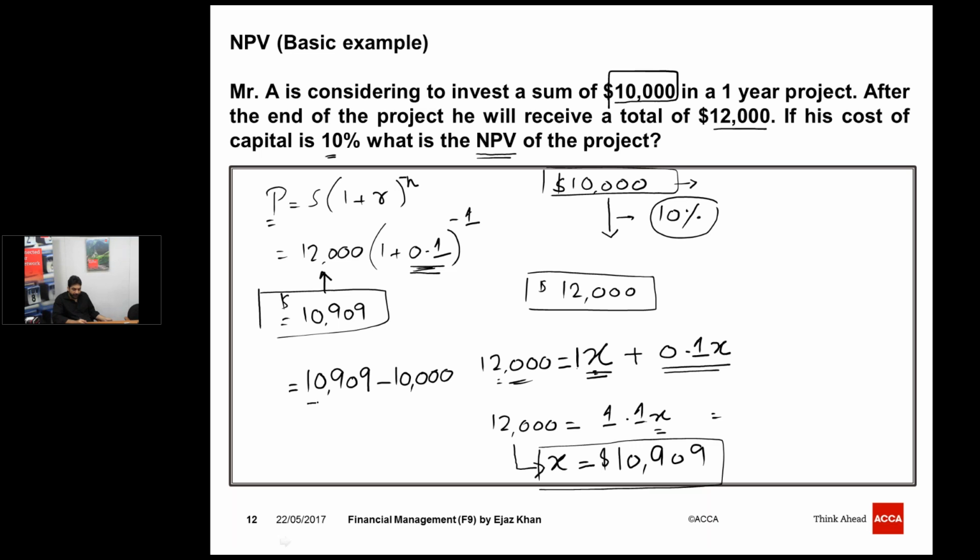If he invests $10,909 in this project, he will get exactly 10% return. But he is supposed to invest $10,000, which is less than $10,909. So what do you people think? Should he go for this investment or not? According to his return, 10%, he should invest $10,909 and he will still get 10% return. But the required investment is less than $10,909. So should he go for it or not?